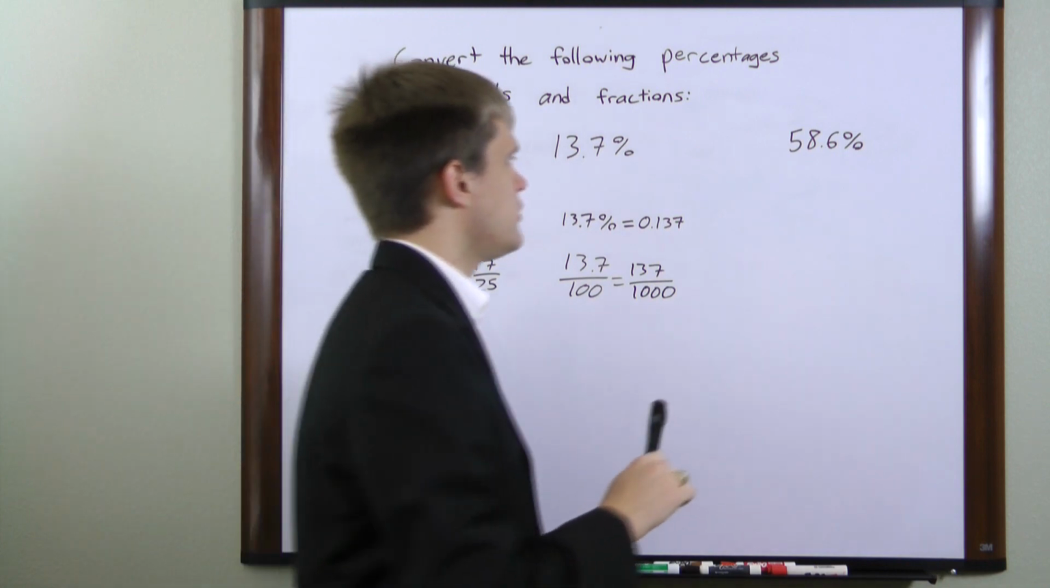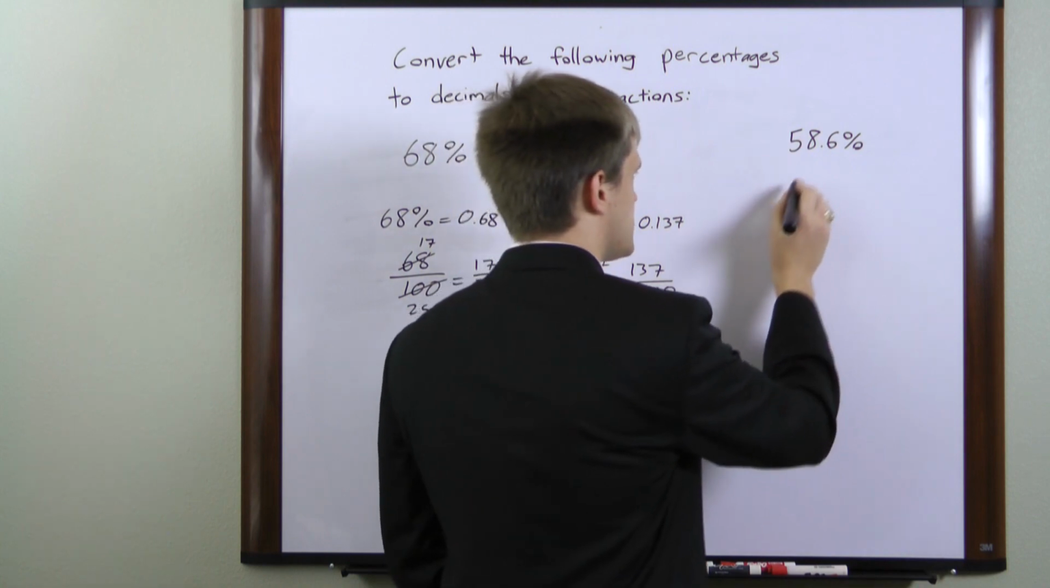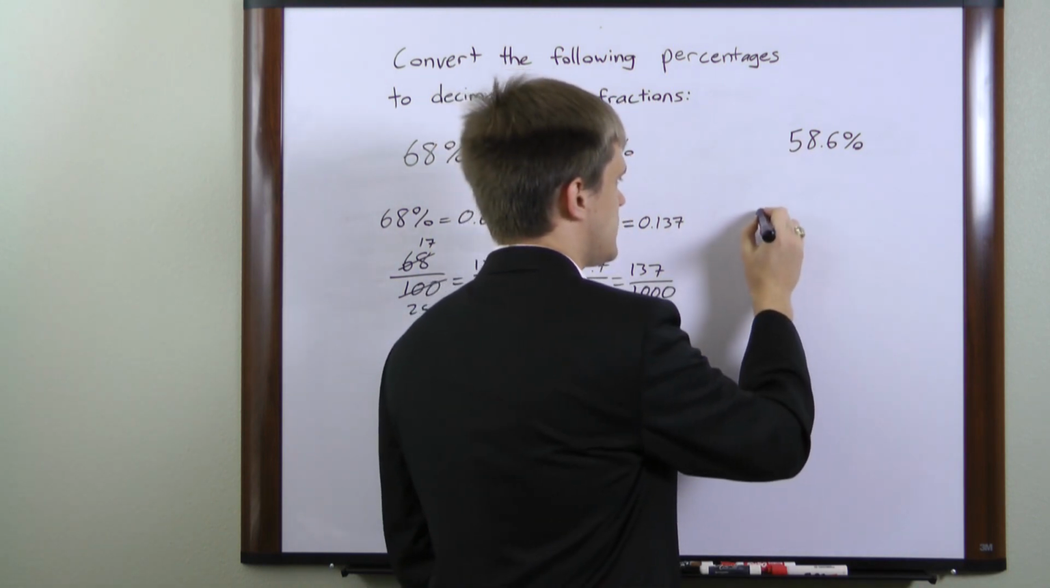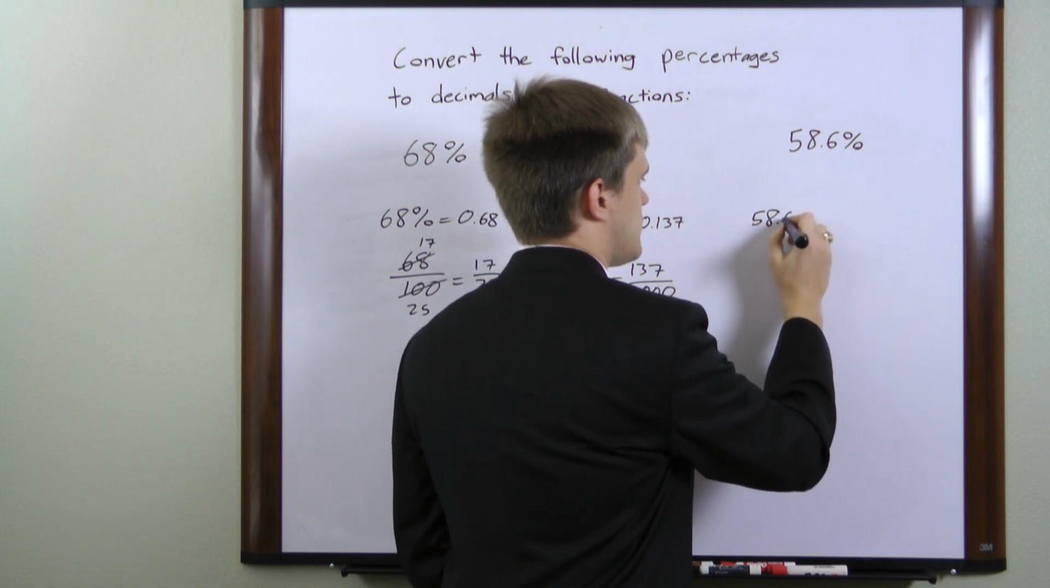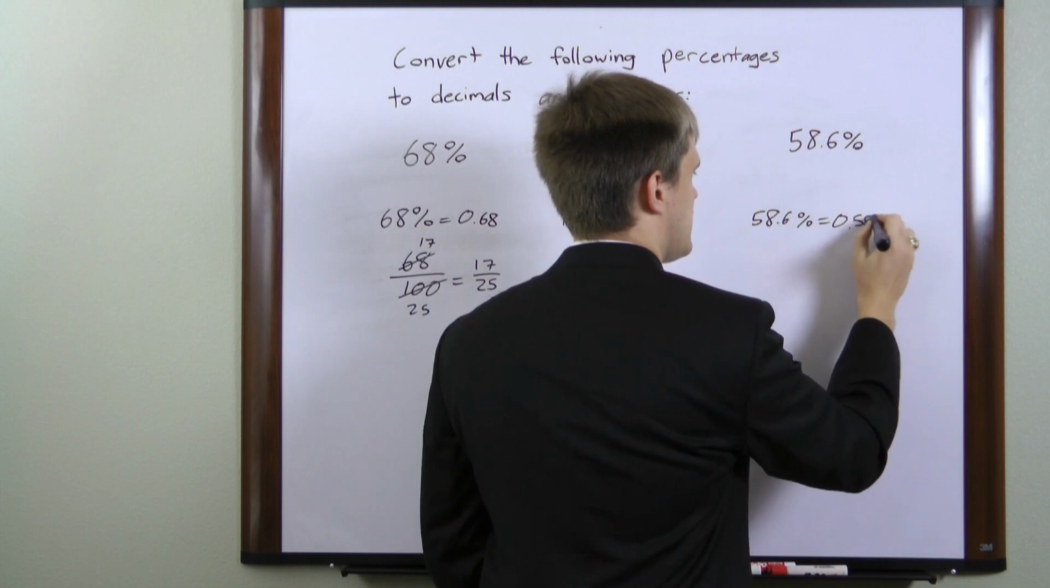In the final example, we have 58.6%. And as before, to change to a decimal, all we have to do is move the decimal point 2 places to the left. So we have 58.6% is equal to 0.586.